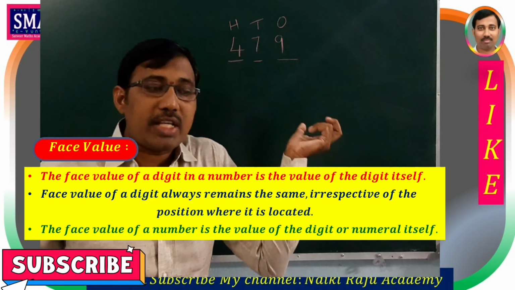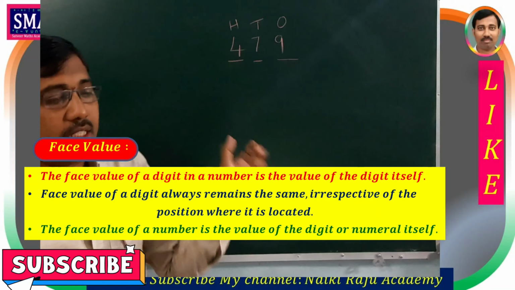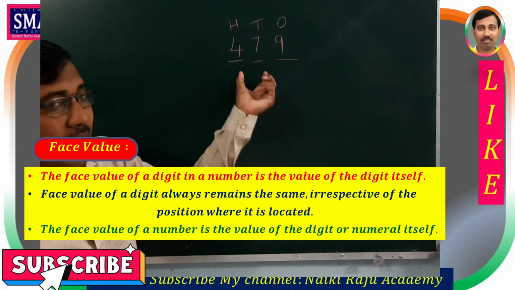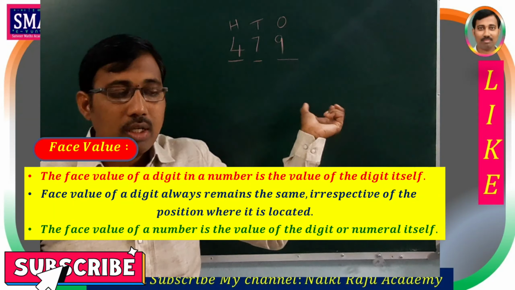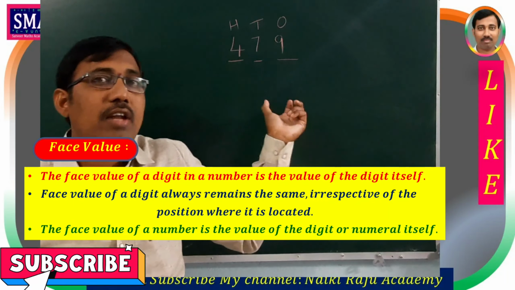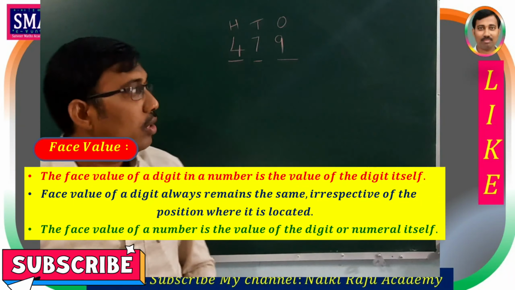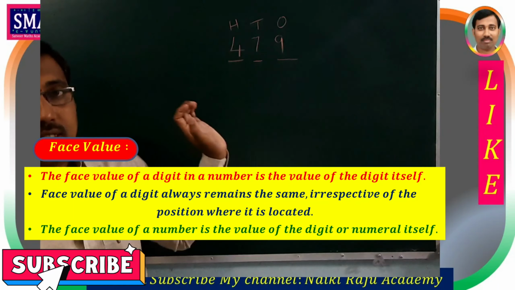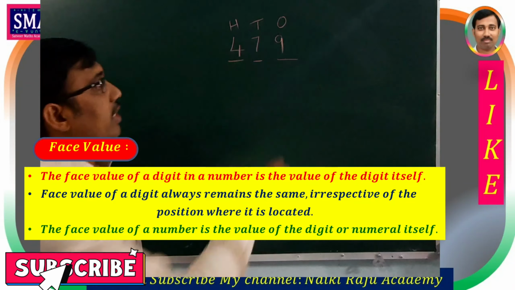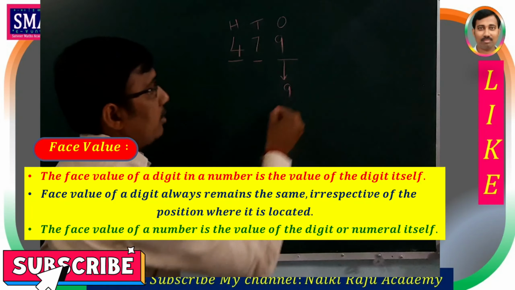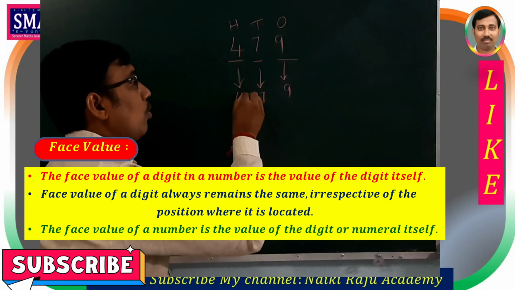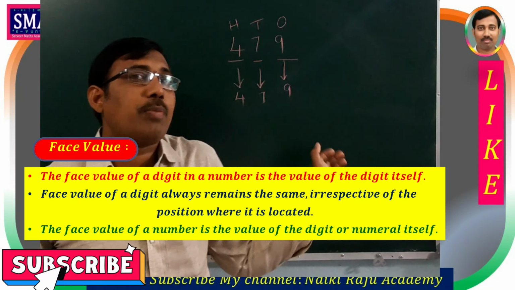So what is the face value? The face value of a digit in a number is the value of the digit itself. Face value means the digit itself. It does not depend on the place. For example, the face value of 9 is 9, of 7 is 7, and of 4 is 4. Face value does not change with position.